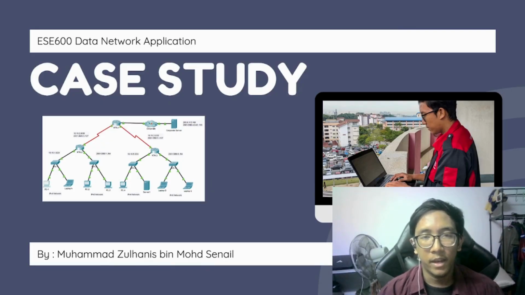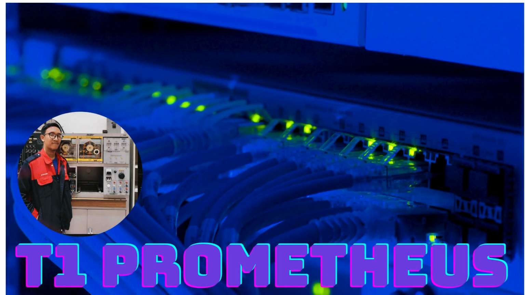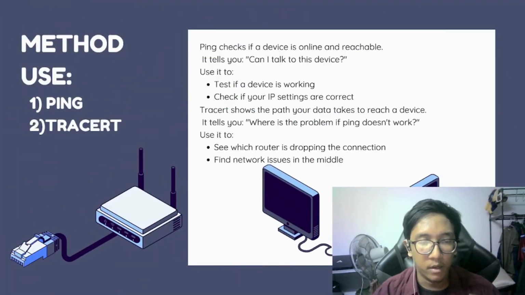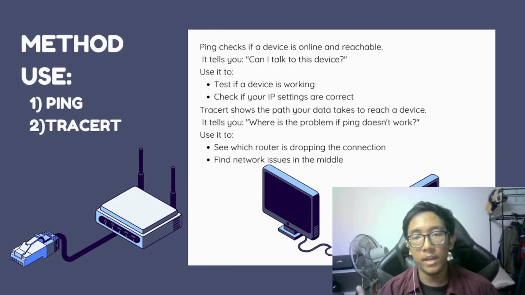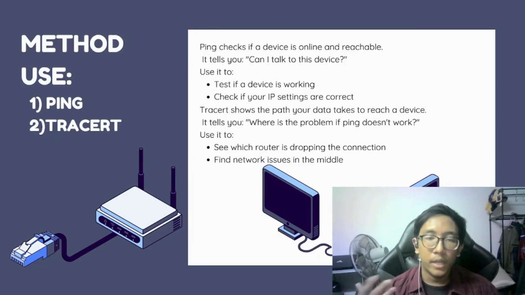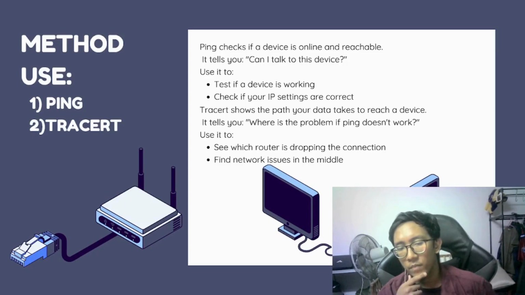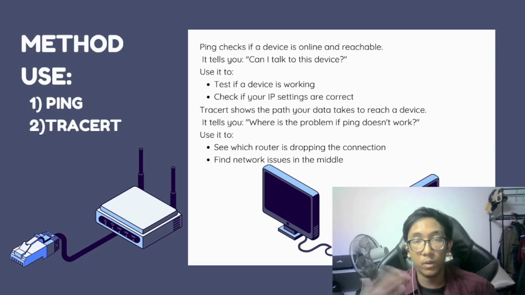My name is Muhammad Zuhad bin Muhammad Stain from class ECE600 5B, and this is my case study for ECE600 data network application. The method that I'm using here is ping and tracert. So ping is to check if a device is online and reachable. It tells you, can I talk to this device? It can be used to test if a device is working or check if your IP settings are correct.